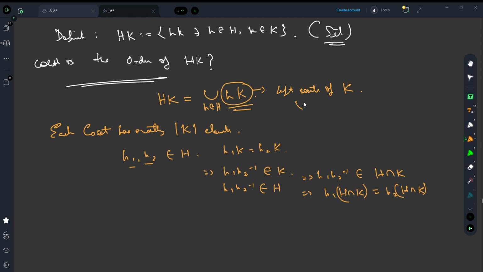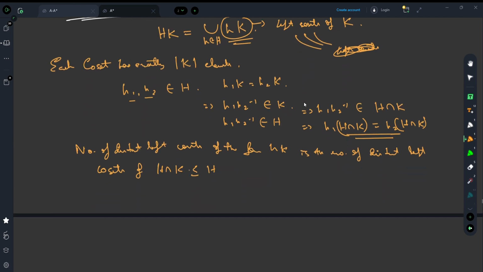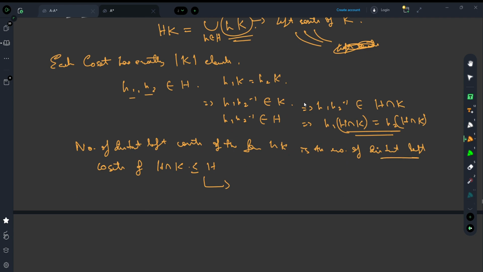Therefore, the number of distinct left cosets of the form hK is the number of distinct left cosets of the form. So I shouldn't write it as equivalent, I should write it as a statement here. The number of distinct left cosets of the form hK is, because if I omit these values, then I'll get the number of distinct left cosets of H intersection K as well, the number of distinct left cosets of H intersection K. But H intersection K is a subgroup of H. So the number of distinct left cosets of H intersection K should be the order of H divided by the order of H intersection K. And each coset will have exactly this number of elements.